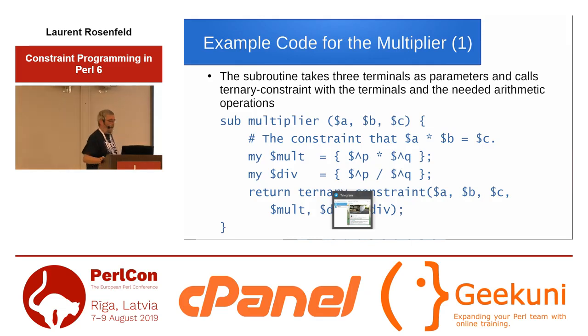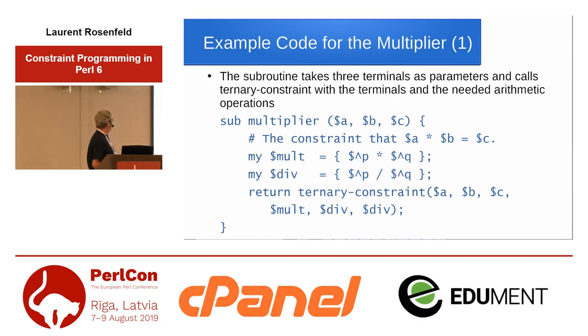So the multiplier, the code is actually a little bit more complicated than that, but I simplified it to this. It's first defining 2 blocks, a multiplication block and a division block, and then it's passing to the ternary constraint the value of the 3 terminals, A, $B, $C, and the operation that it has to do depending on the case. So multiplication when we have the 2 values on the left, and division when we lack the value on the left.